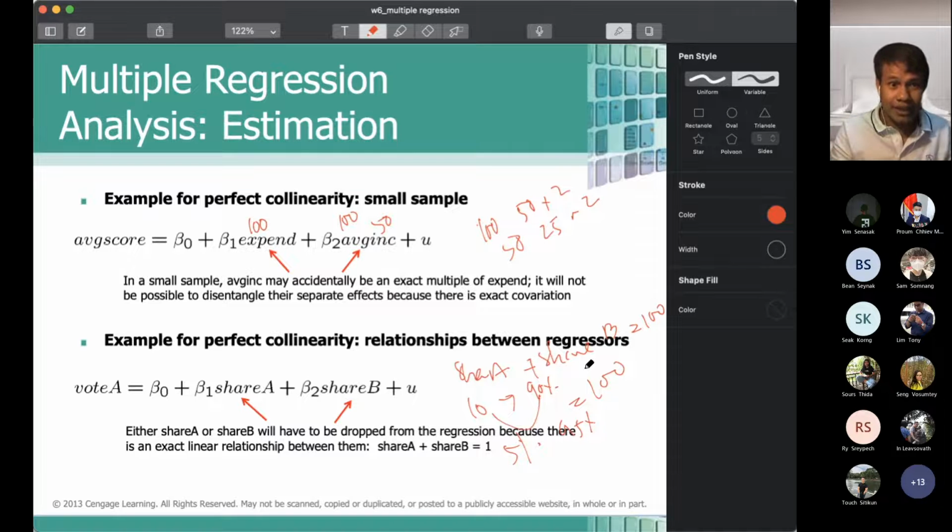This is the new assumption, and make sure you guys understand this. Because in multiple linear regression, we employ more than one independent variable. So we have to make sure that your employed independent variables are not perfectly correlated.